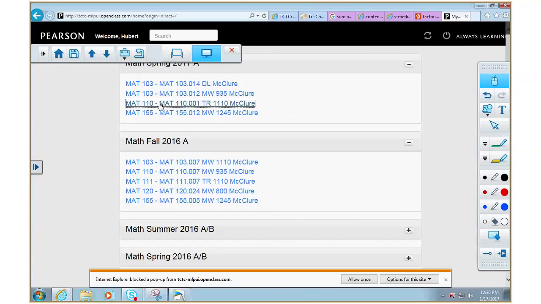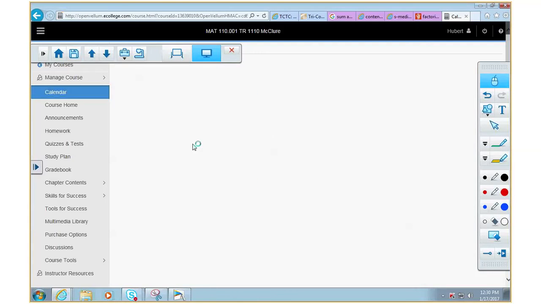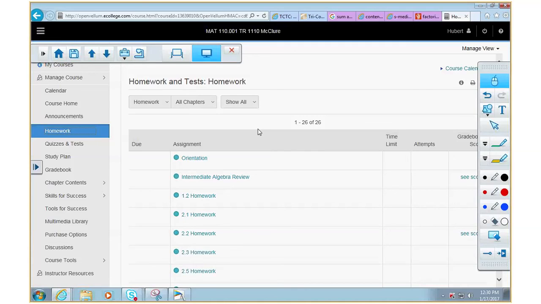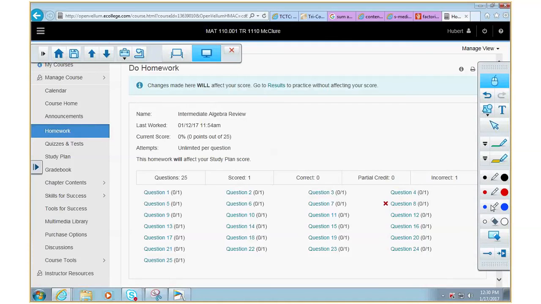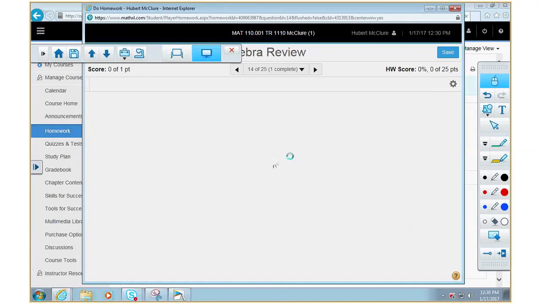Y'all are 110 and pull up the homework, and there should be an orientation, and basically it tells you how to do your homework online. I'm not going to do that, but I think there's an intermediate algebra review. There should be, yeah, there's a few problems on there, and I think you're going to see some shortcuts and reverse FOIL, maybe some exponential laws.